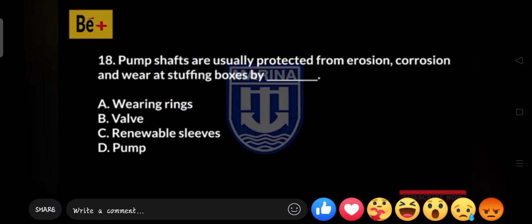Pump shafts are usually protected from erosion, corrosion, and wear at stuffing boxes by A. Wearing rings. B. Valve. C. Renewable sleeves. D. Pump. The answer is C. Renewable sleeves.